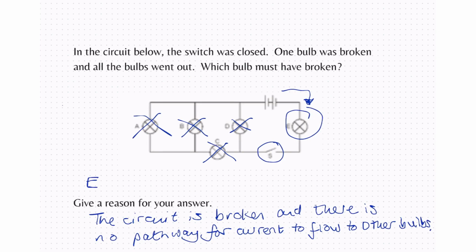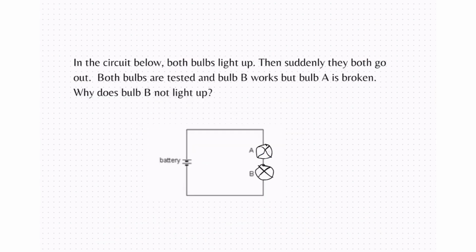Sometimes you'll be asked to give a reason, sometimes you won't be. All right, that's that question. Okay, second one. In the circuit below, both bulbs light up. Then suddenly they both go out. Both bulbs are tested and bulb B works, but bulb A is broken. Why does bulb B not light up?